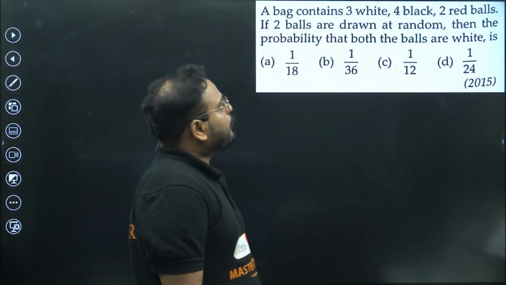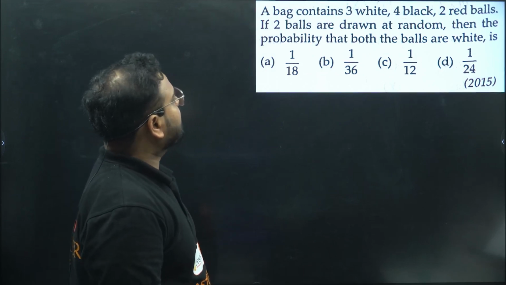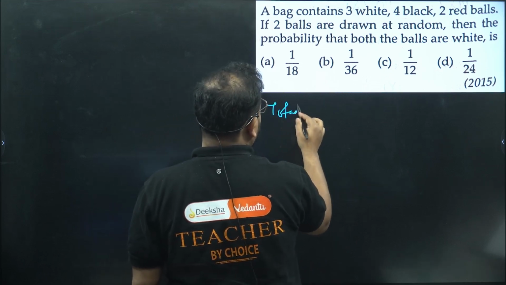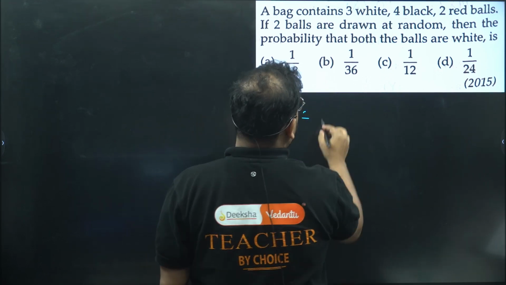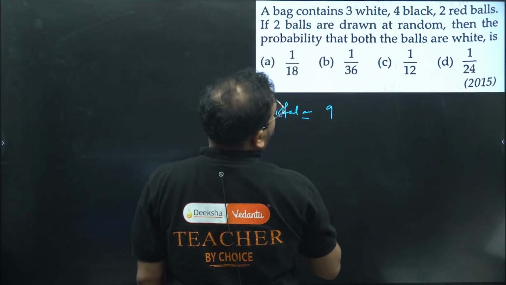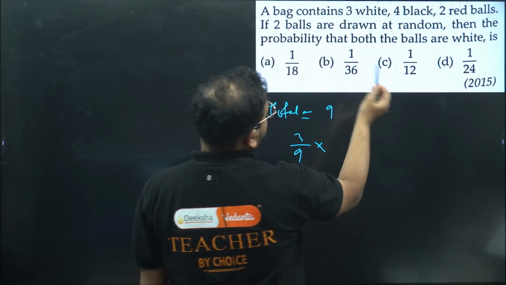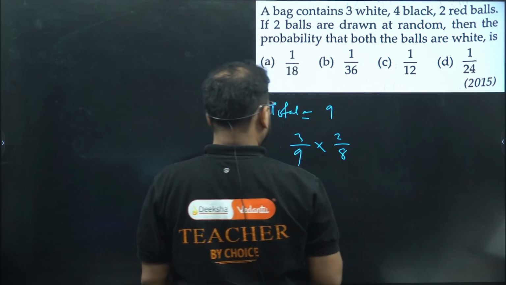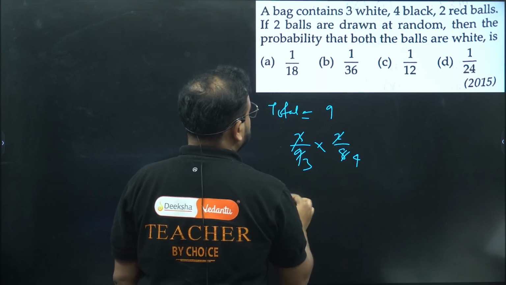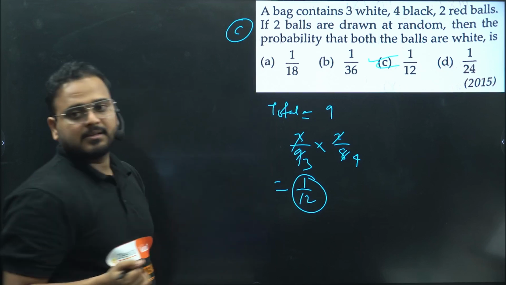A bag contains 3 white balls, 4 black and 2 red balls. If 2 balls are drawn at random, then the probability that both balls are white. Total number of balls is what, sir? Total is 3 plus 4 is 7 plus 2 is 9. I want white balls, right? So first will be 3 by 9, 3 whites out of 9. Next will be 2 out of 8. So 3 3s are 9, and 2 4s are 8. Answer is 1 by 12. Option C is correct. Moving on.